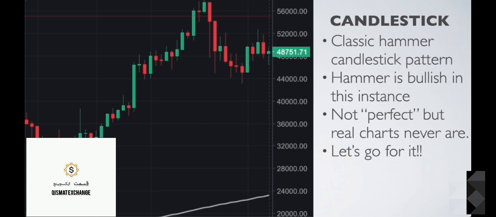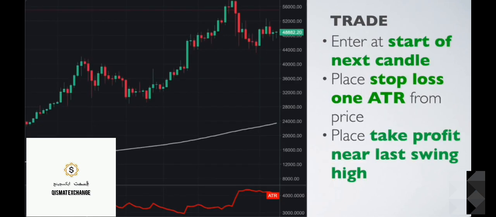We have the support, we have the resistance, we have the trend, and we have the candlestick pattern telling us that we could be in bullish territory. Let's come here to trade. Remember, we enter at the start of the next candle, we place our stop loss 1 ATR from the price that we get in at, and we place our take profit near the last swing high.